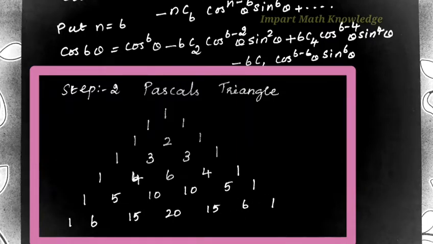Then 1, 1 plus 4 is 5, 4 plus 6 is 10, 6 plus 4 is 10, 4 plus 1 is 5, then write 1 here. The last row is 1, 1 plus 5 is 6, 5 plus 10 is 15, 10 plus 10 is 20, 10 plus 5 is 15, 5 plus 1 is 6. Then write 1 again.